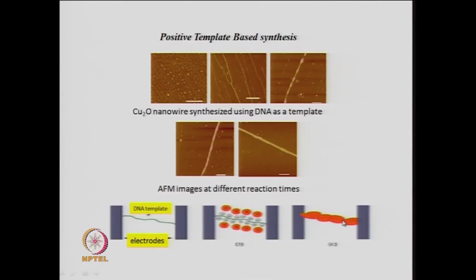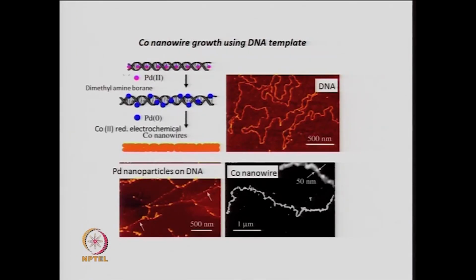So, this is basically a positive template growth, because the particles are on top of the original template and it takes the shape of the chain. So, the chain is in this fashion. If it is zigzag, then you can have a zigzag form of this material. So, this is a positive template method using DNA wires on which a cuprous oxide material has been synthesized. Now, this is another example of cobalt nanowire growth on DNA as a template.